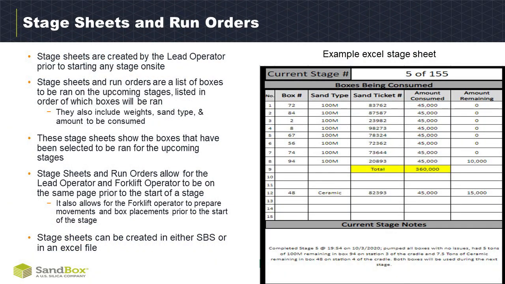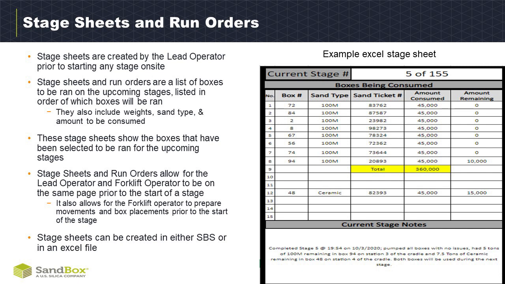Stage sheets are created by the lead operator prior to starting any stage on site. Stage sheets and run orders are a list of boxes to be ran on the upcoming stages, listed in the order of which the boxes will be ran. They also include weights, sand type, and the amount to be consumed. These stage sheets show the boxes that have been selected to be ran for the upcoming stages.